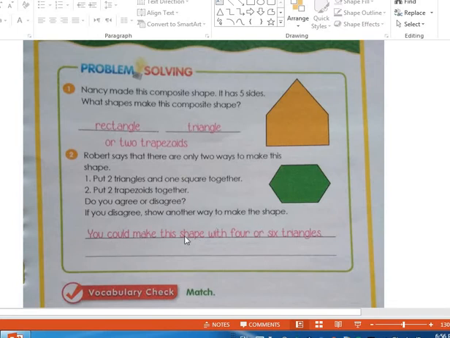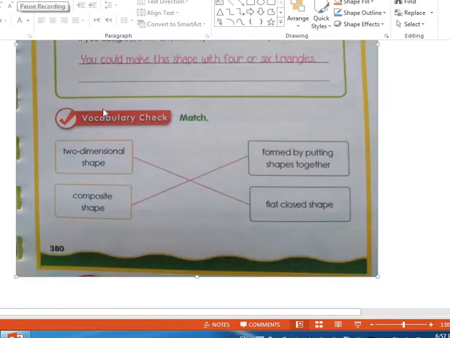You could make this shape with 4 or 6 triangles. I can do this shape by making what? By making 4 or 6 triangles. Okay? Today we have learned that two-dimensional shapes are flat closed shapes. Composite shapes are formed by putting shapes together.